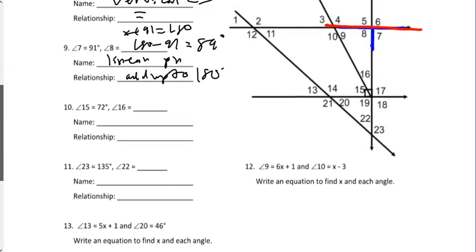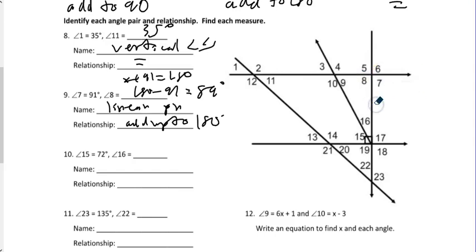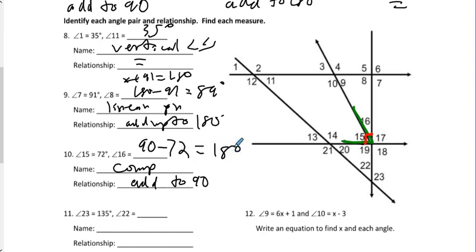Number 10. Angle 15, where's that? It's 72 degrees. What's angle 16? Well, notice we have that special right angle symbol there. So that means they're complementary, and that means they add up to 90. So you can simply do 90 minus 72 and get 18 degrees for 16.